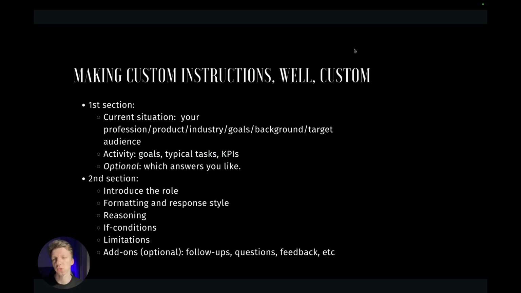Specific to your own use. So in the first section, you want to describe your current situation, your profession, your product, industry, goals, background, target audience, your activity. And by activity, I mean the goals that you're working on, the typical tasks, and maybe even KPIs, if they can be understood by ChatGPT. Maybe without numbers, because you don't want to ruin the confidentiality. And as an option, you can add what types of answers you like.